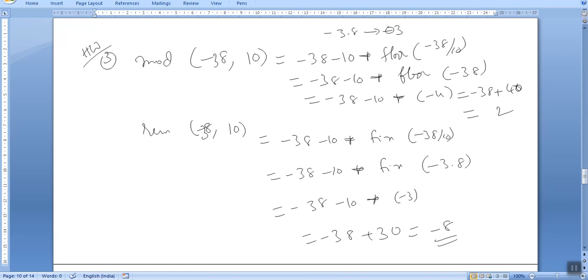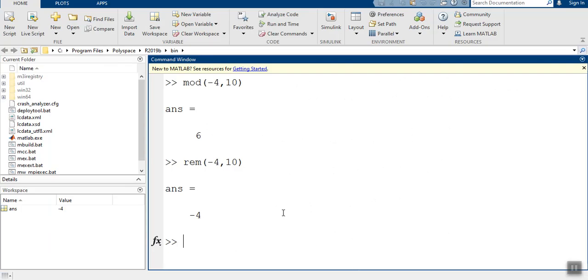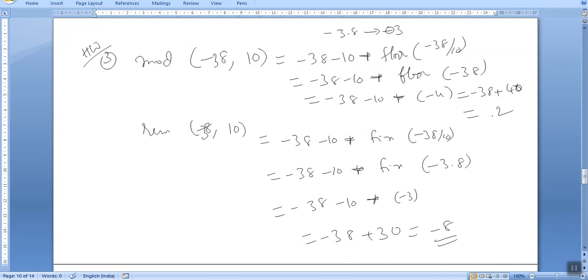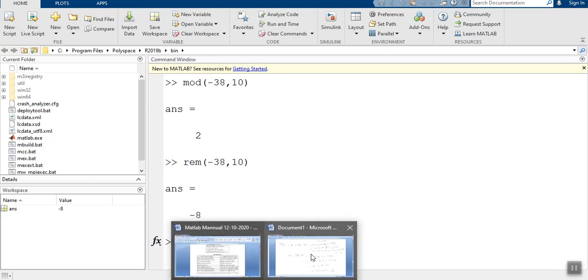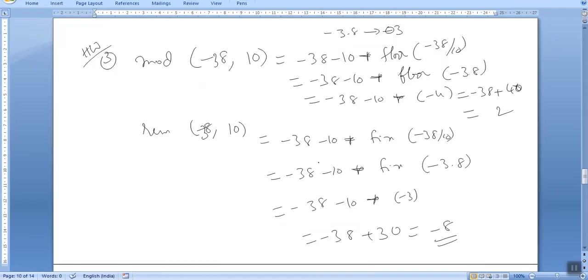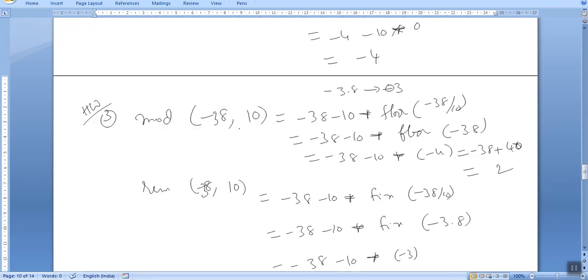Okay, I will check the value. Mod of minus 38 comma 10. Value is 2. In the similar way, REM of minus 38 comma 10 is minus 8. So you should know the difference between remainder function and mod function.